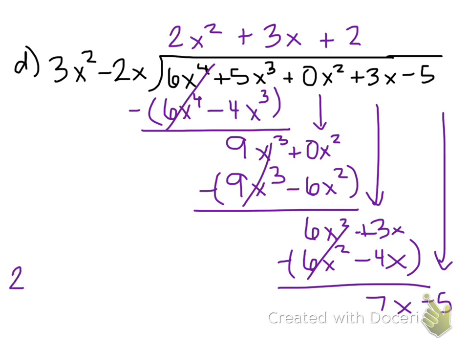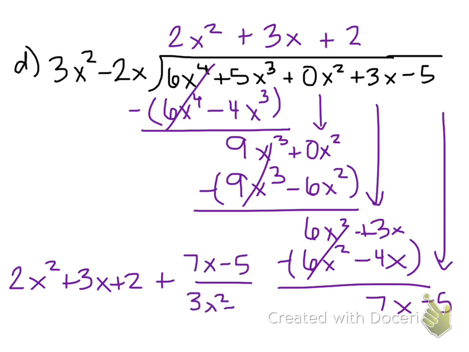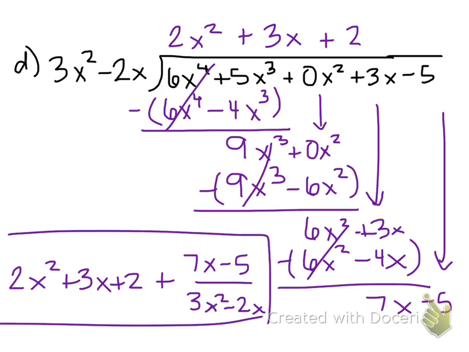So we would write our answer as 2x squared plus 3x plus 2 plus the quantity of 7x minus 5 over 3x squared minus 2x. Okay, and that would be as far as we could go. So that's all for today.